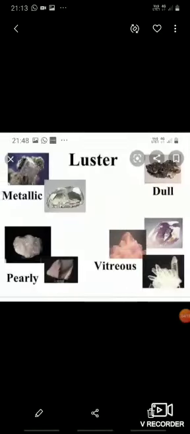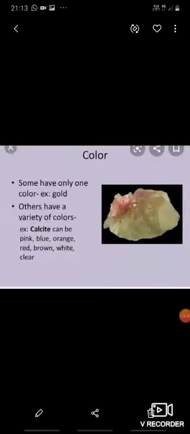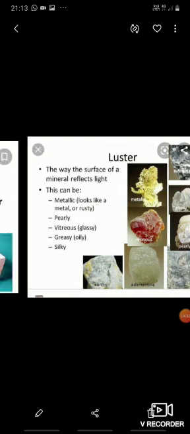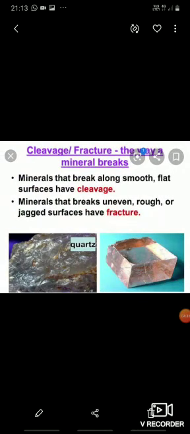Another property is luster. As I have told you, luster is the way the surface of the mineral reflects light. This can be metallic, looking like metal, rusty, pearly, vitreous, greasy or oily. The next factor is cleavage or fracture. Minerals that break along smooth flat surfaces have cleavage. Minerals that break along uneven, rough or rugged surfaces show fracture. Quartz has fracture whereas calcite has cleavage, so we can clearly cut it along that direction.